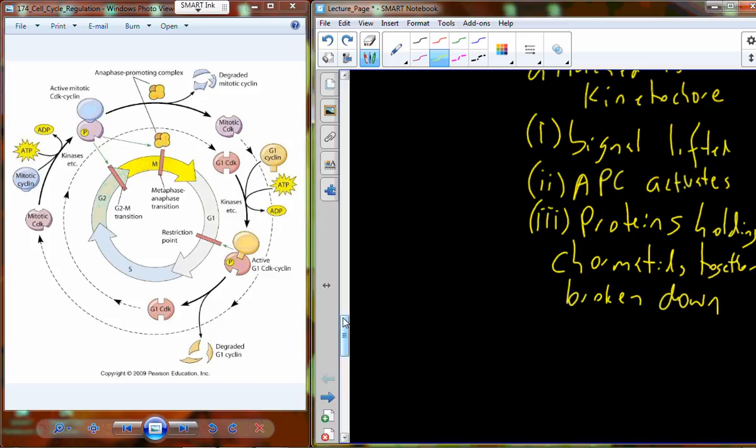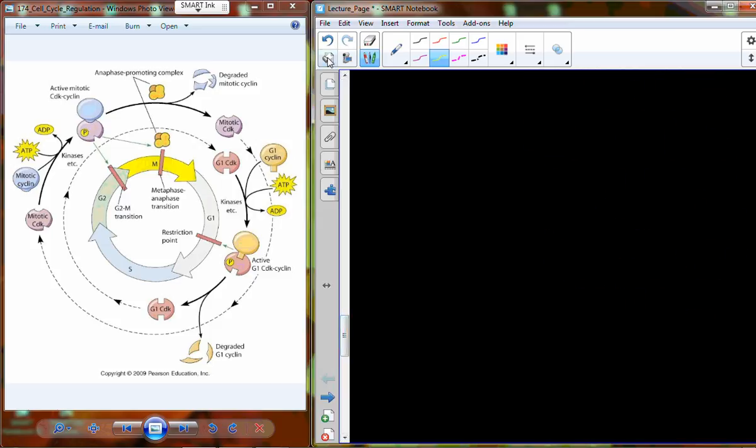Everybody have what they need here? We're going to shift gears. This is into meiosis. We're going to take a look now at meiosis. So this would be a brand new lecture for your notes. You can title it meiosis.